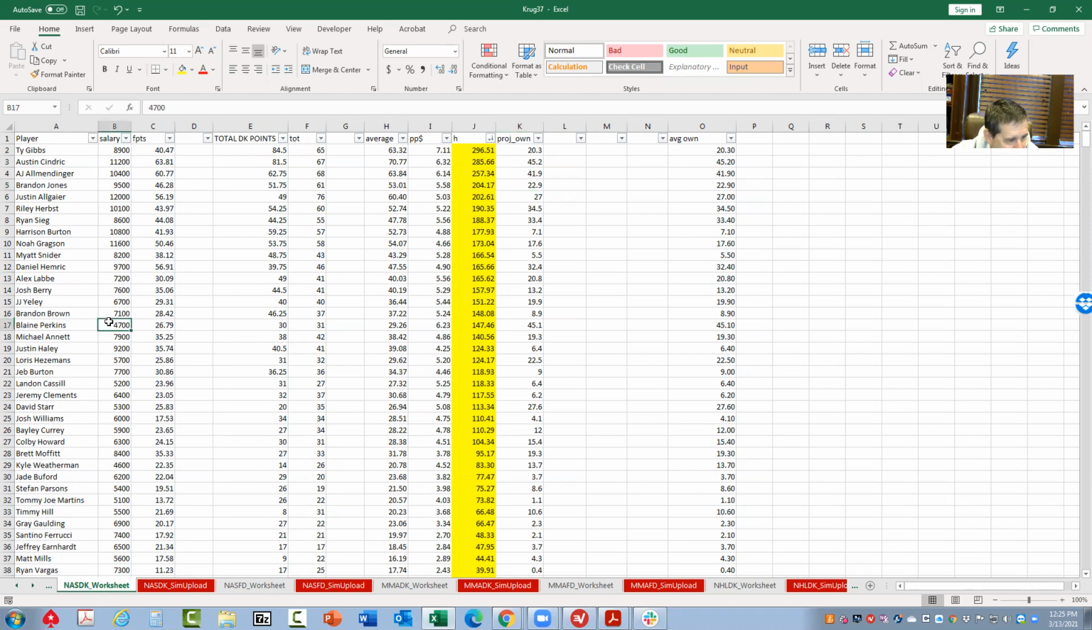Another guy I should bring up, who's going to be really, really popular, is Blaine Perkins. He's 4,700 and he races on this track. He's in the ARCA series and has raced here before. So if you have, say, 4,500 left, you could play him with, I would say, relative safety. I mean, it's car racing. Anything can happen.